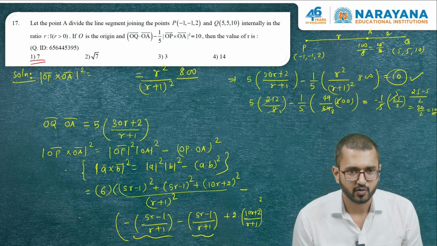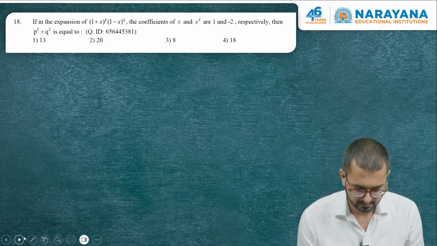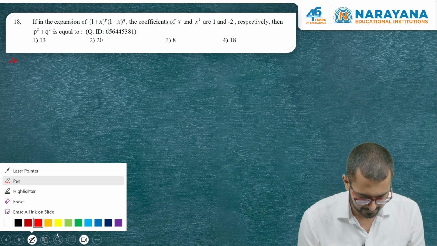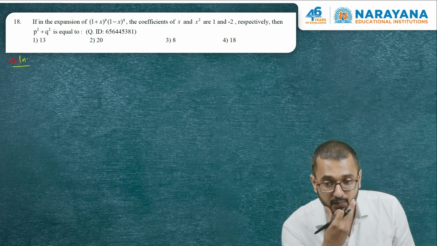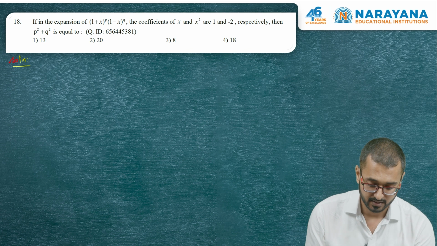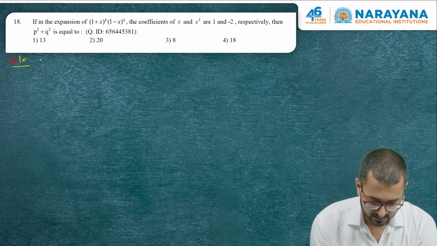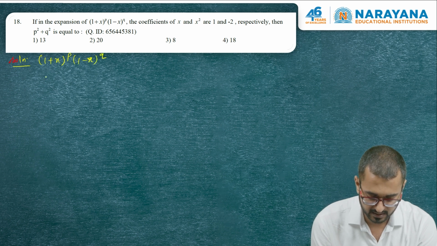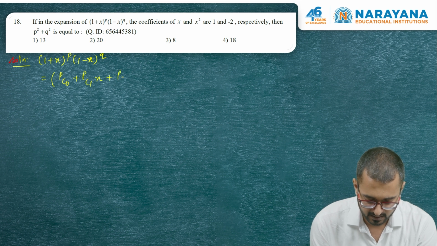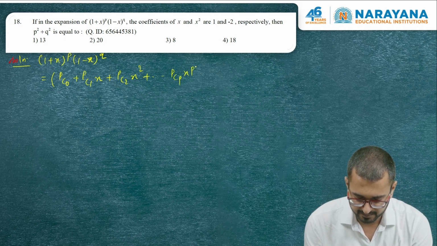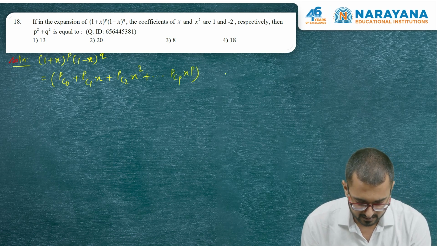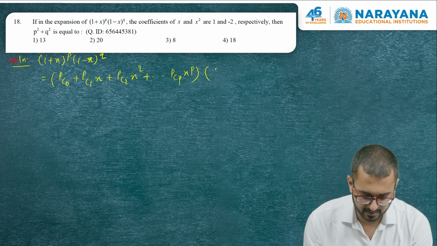Okay, now moving to the next question, number 18. So question number 18 is to find out in the expansion of 1 plus x power p and 1 minus x power q, the coefficient of x and x square is given. So 1 plus x power p and 1 minus x power q, I can write down simply pc0 plus pc1x plus pc2x square and so on up to pcp x power p. P and q are integers, nowhere mentioned, but does not matter.